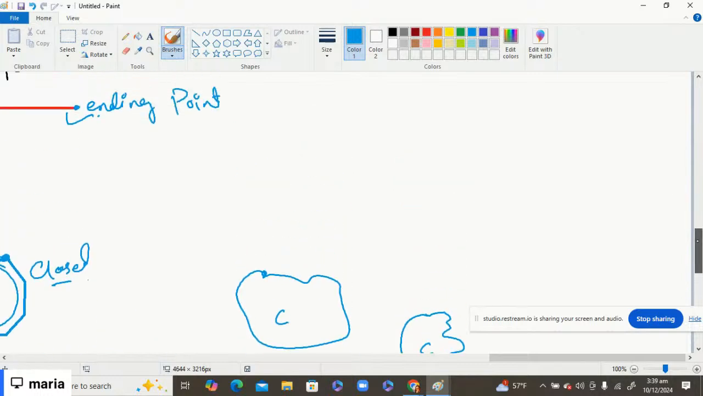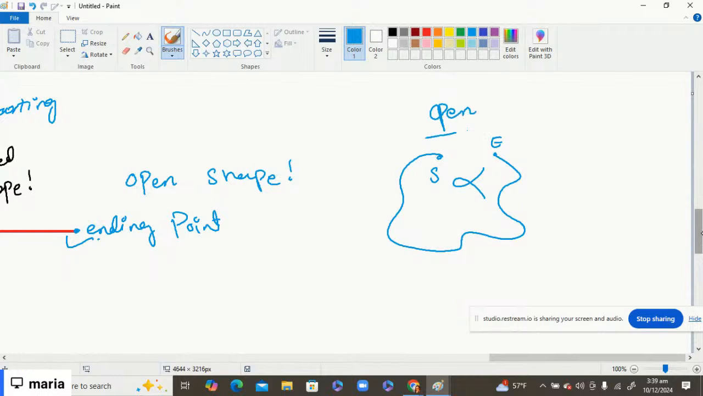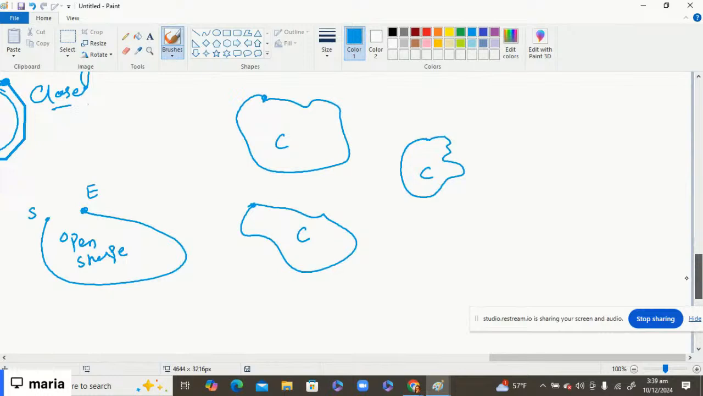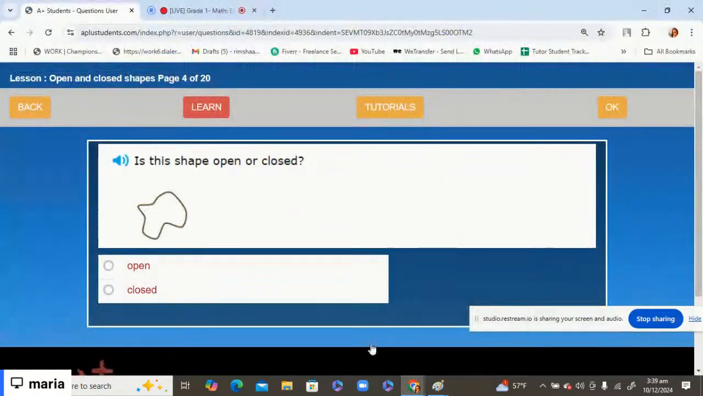But when we see, for example, we are starting here, then draw the figure this way, and then just, so this is the starting point, this is your ending point, this is not the same, so we can say that it's clearly open. Okay, but here look, starting and ending points are the same, so we can say that it's a closed shape. So here we go with it, closed.